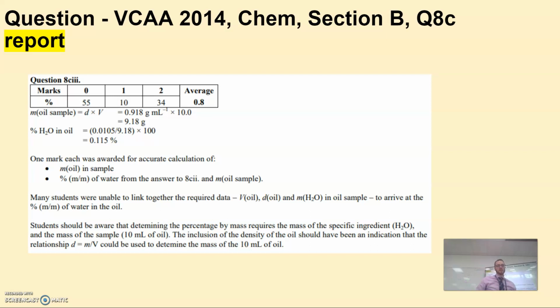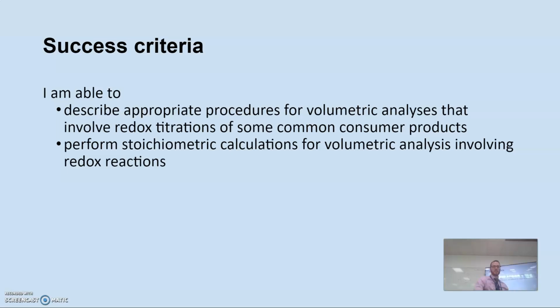Students should be aware that determining the percentage by mass requires the mass of the ingredient and the mass of the sample. The inclusion of the density of the oil should have been an indication that the relationship D = m/V could be used to determine the mass of the oil. That's it.